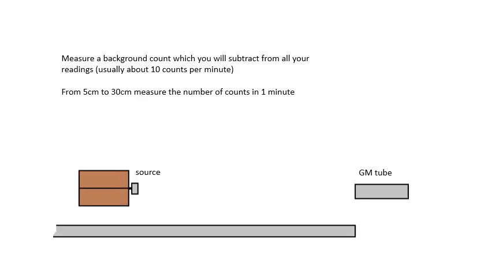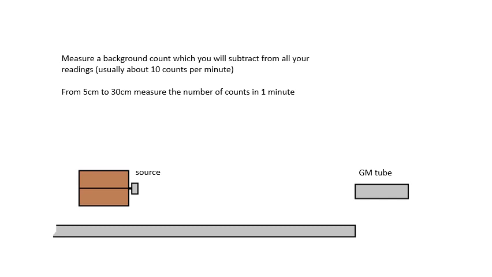So how do you do it? The first thing you should do is take a reading of the background radiation, the background count. With nowhere near any kind of a source, just leave the GM tube and the counter running for a minute, and you should get about 10 counts per minute on average. And then you take that away from all of your other readings, and so you get what we call the corrected count rate.